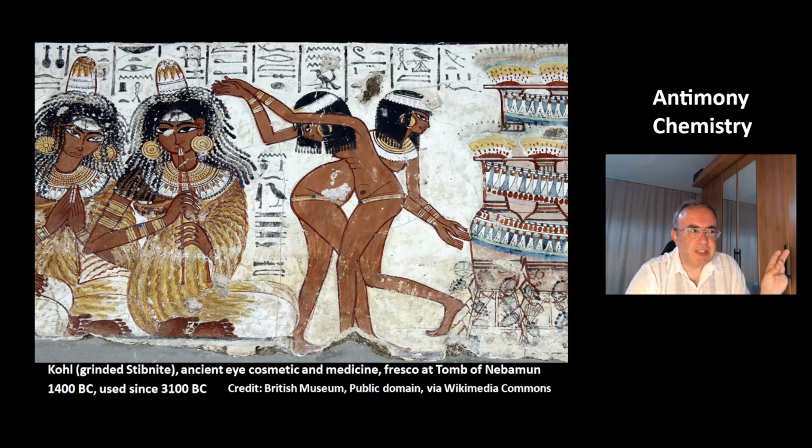This is a nice picture of a fresco at the tomb of Nebamun. Ground stibnite was used as kohl. Kohl is an ancient eye cosmetic and medicine for eye infections. And this picture is from 1400 before Christ. And kohl was known and used since 3100 before Christ.